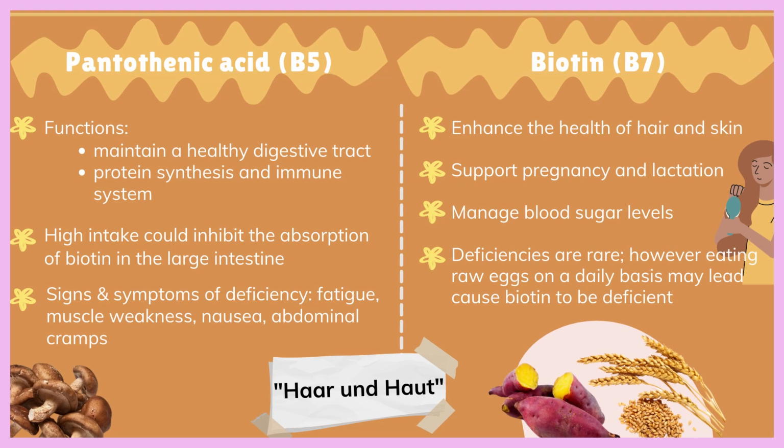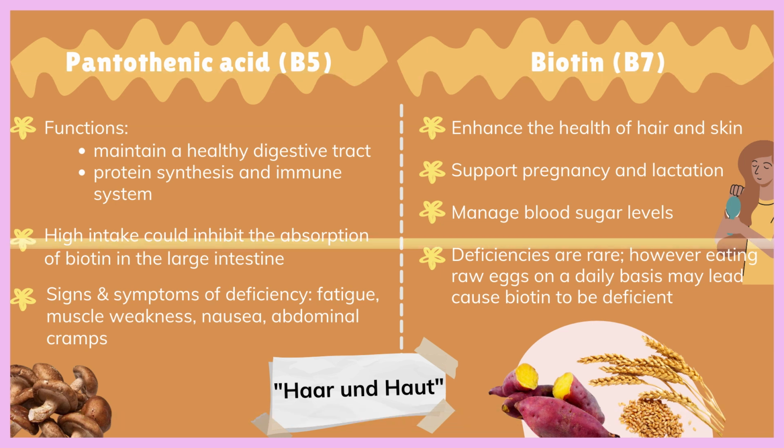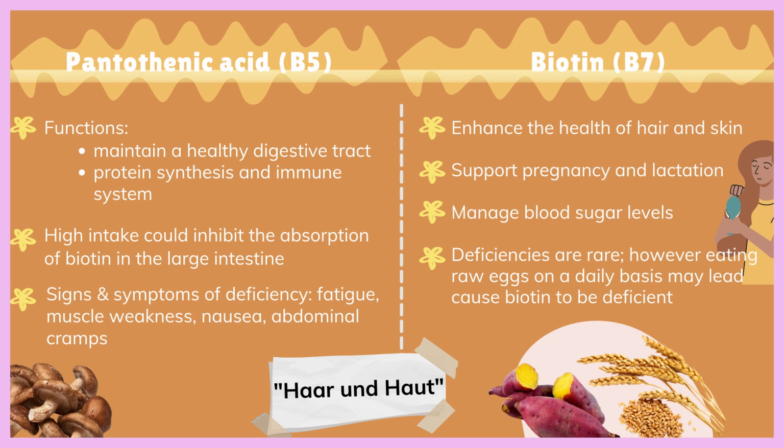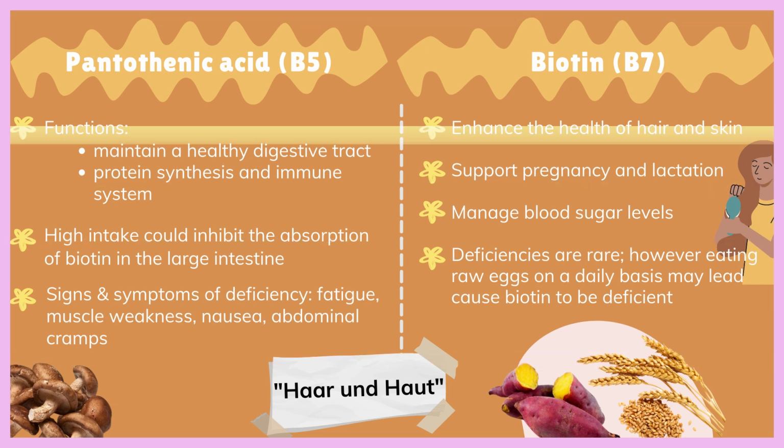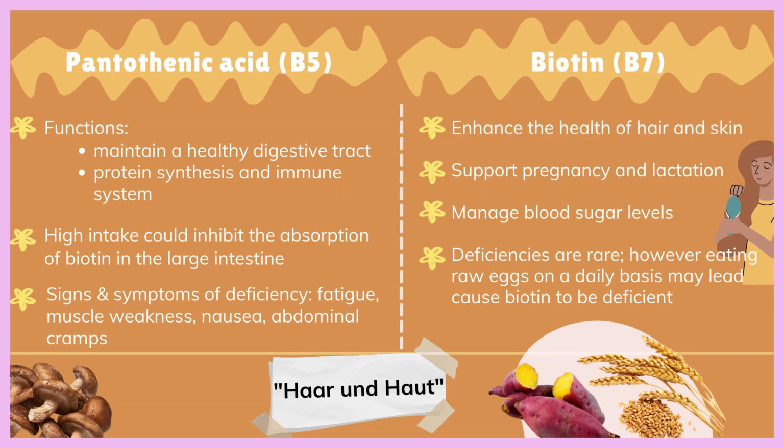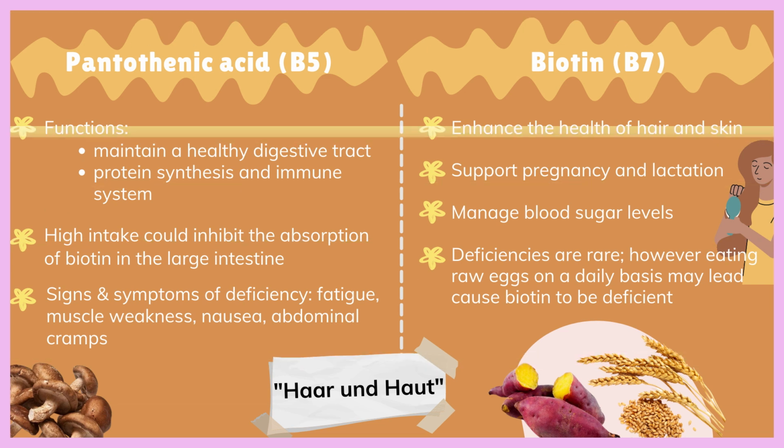Vitamin B5 is pantothenic acid. This vitamin is necessary to maintain a healthy digestive tract, immune system, and synthesis of protein. Vitamin B7, also known as vitamin H, enhances the health of hair and skin. The letter H actually stands for Haar and Haut, the German words for hair and skin. Biotin is also needed during pregnancy and lactation, and there are studies suggesting that it could help manage blood glucose levels.